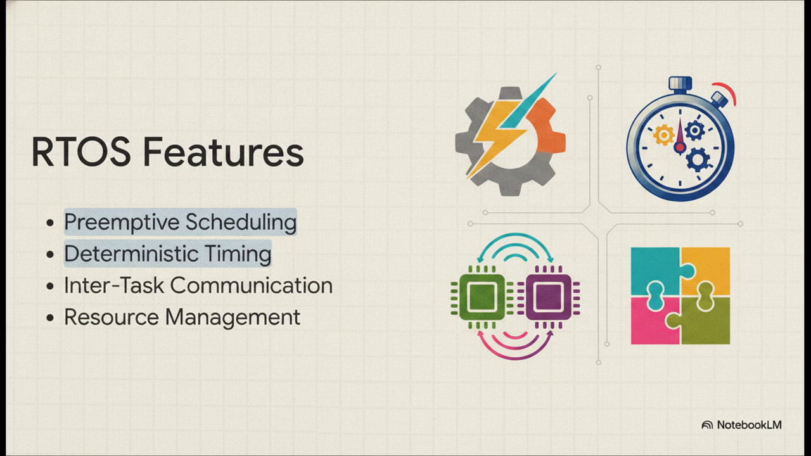Deterministic timing guarantees predictable response times, which, by the way, is absolutely crucial if you want to pass safety certifications. Add in standardized inter-task communication and robust resource management to prevent system deadlocks, and you've got an incredibly reliable foundation.